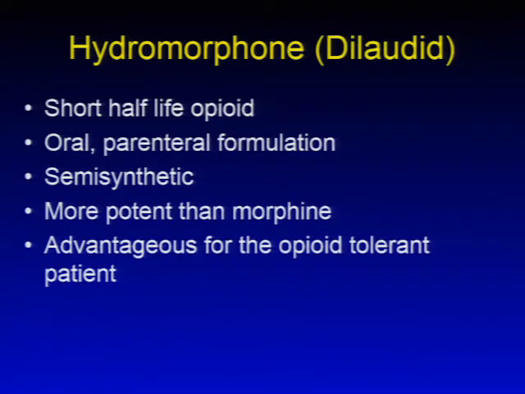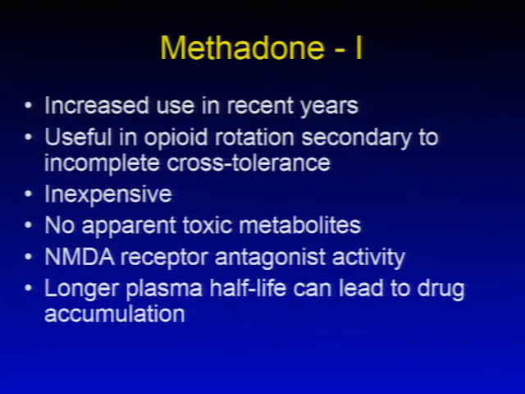Dilaudid is a shorter half-life opioid. It can be seen in the oral or parenteral formulations. It is semi-synthetic, is more potent than morphine, and is advantageous for the opioid-tolerant patient.